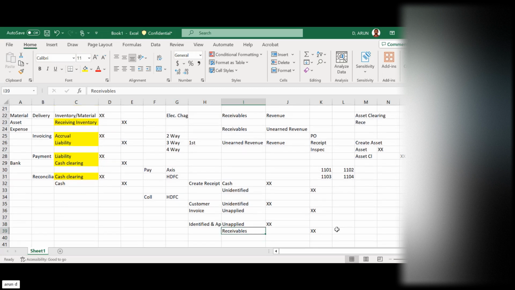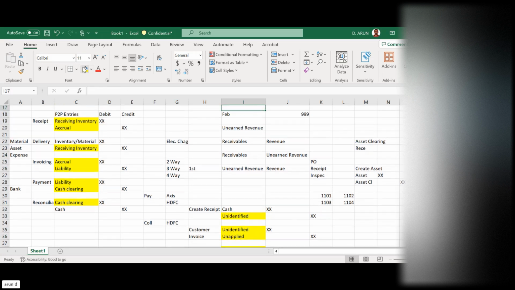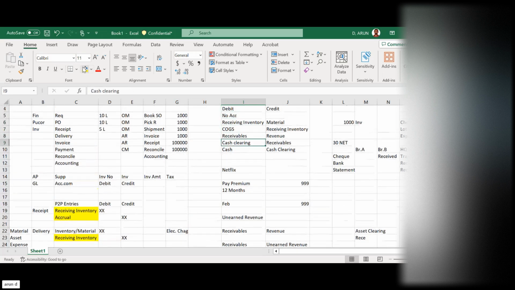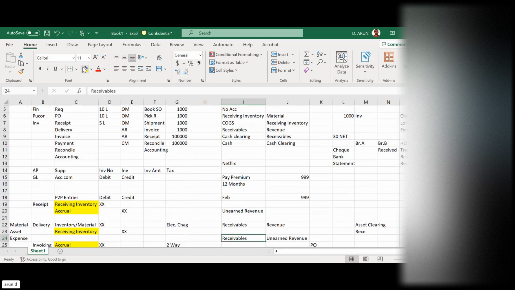Okay, so now if you see here, this is again the temporary account. So what are the temporary accounts? This is my temporary account, and this is my temporary account, and this is my temporary account. So which means that cash to receivables. Okay, so this would be our actual transaction if you see. So if I don't have a bank and these things involved.